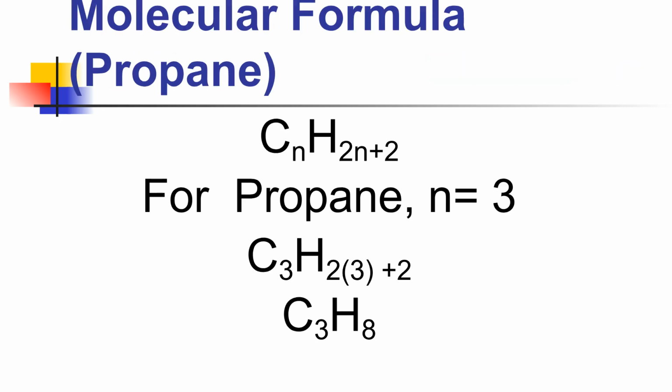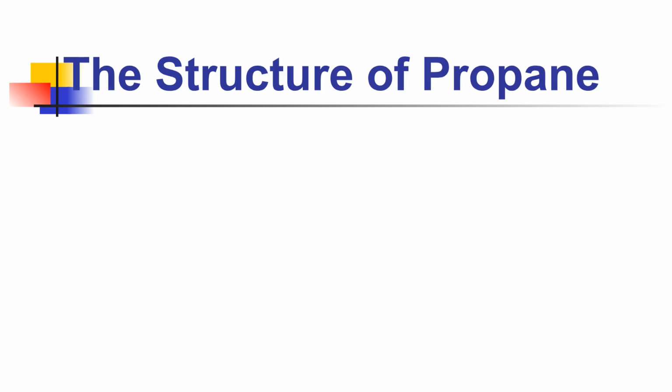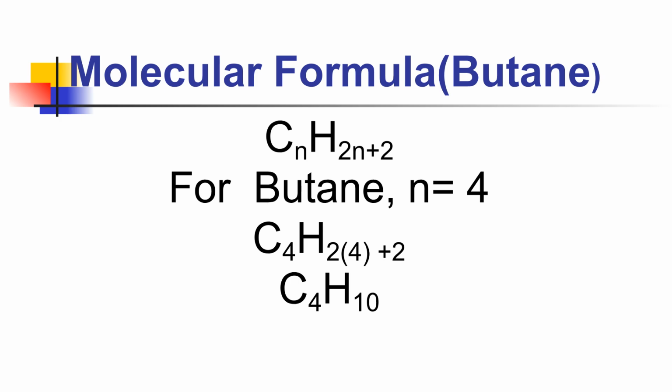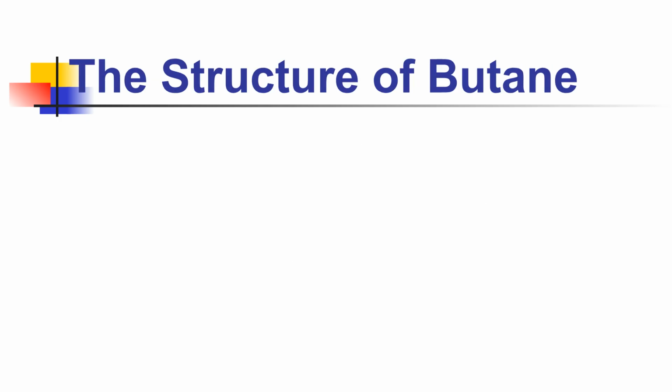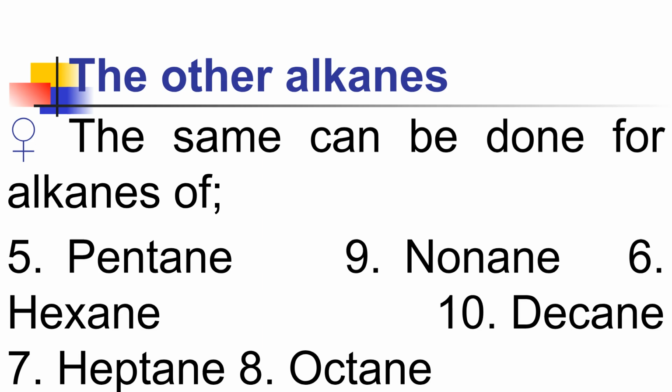For propane, where n equals 3, the molecular formula is C3H8. This is the structure of propane. For butane, with n equal to 4, the molecular formula is C4H10. This is the structure of butane. The same formula is used for other alkanes, including pentane, hexane, heptane, octane, nonane, and decane.